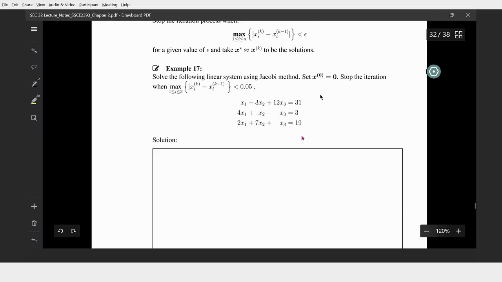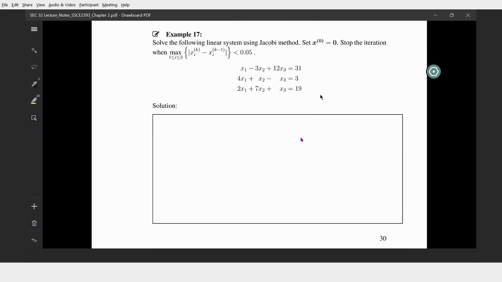Let's look at example 17 here to illustrate how we use all the formulas and apply the stopping condition and whatnot. Solve the following linear system using the Jacobi method. First thing first is to ask whether A is strictly diagonally dominant. Yes or no? Is A an SDD matrix? Anyone? You take out your A. No. Okay, correct. No.